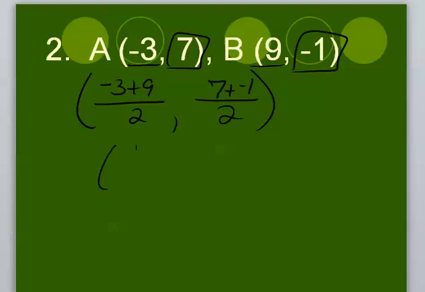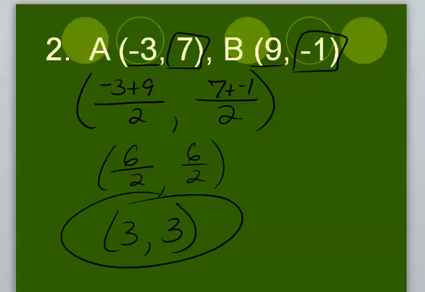-3 plus 9 is 6. 7 plus -1 is 6. And 6 divided by 2 is 3. So the point 3, 3 would be the midpoint between negative 3, 7 and 9, negative 1.